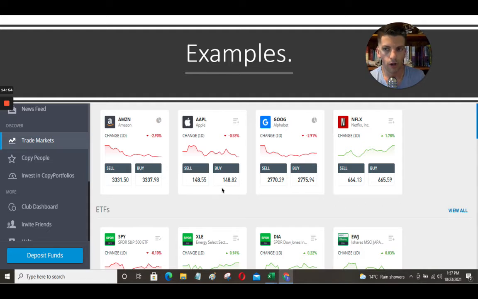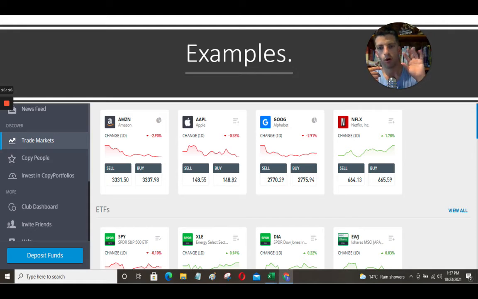Say you want to buy Apple. Instead of paying a fixed brokerage for a fixed amount like you do on traditional brokerages, you say, okay, the buy price is $148.82, and presumably you accept that price because you want to buy it. What you'll do is you'll pay that price for your share.